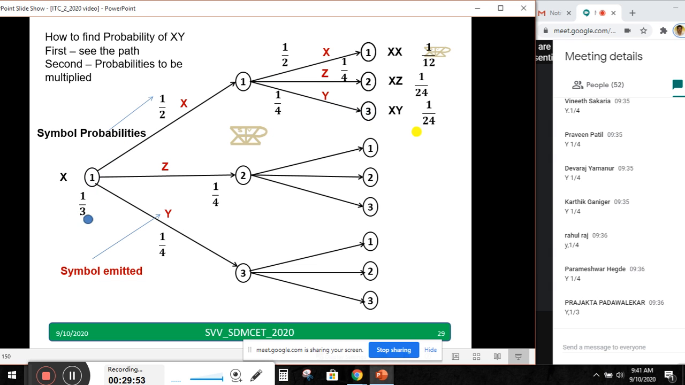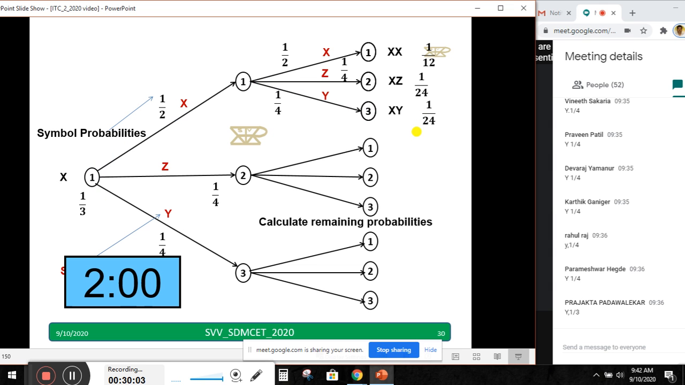Now, these are the probabilities, how to find them out. Got it? Okay. Calculate the remaining probabilities. What are those probabilities? Fill here: 2 to 1, 2 to 2, 2 to 3, which symbol is emitted? What are the probabilities? Write down these probabilities.